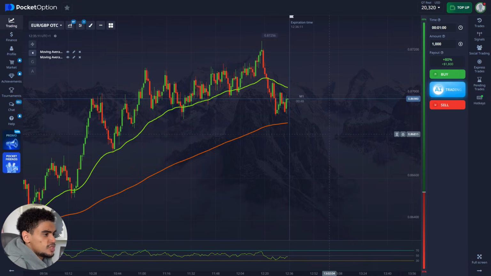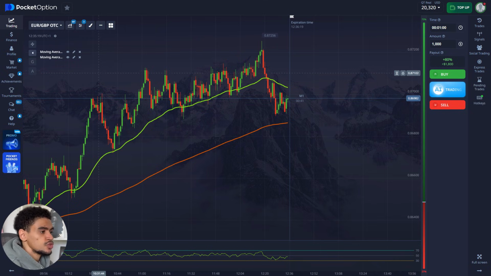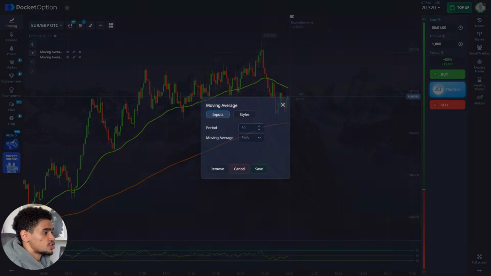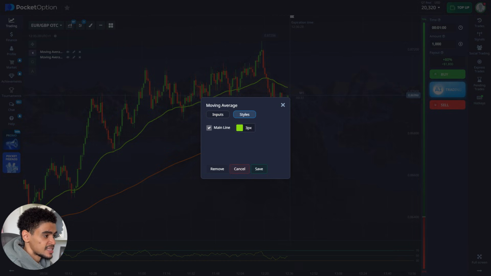All right, so today's strategy is really simple, but it's so good. First thing that you need to know, you're going to use two moving averages. One moving average is going to be 50 with the type EMA. Just keep the color whatever it is. I will use green with 3 pixels thickness. Second one, 200 EMA, orange with 3 pixels thickness.